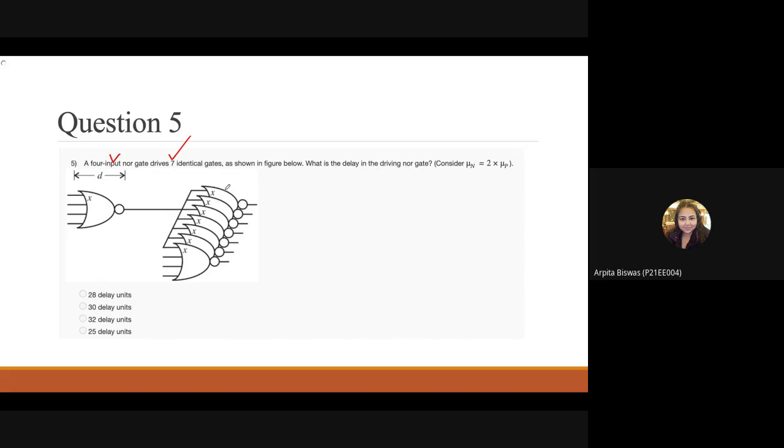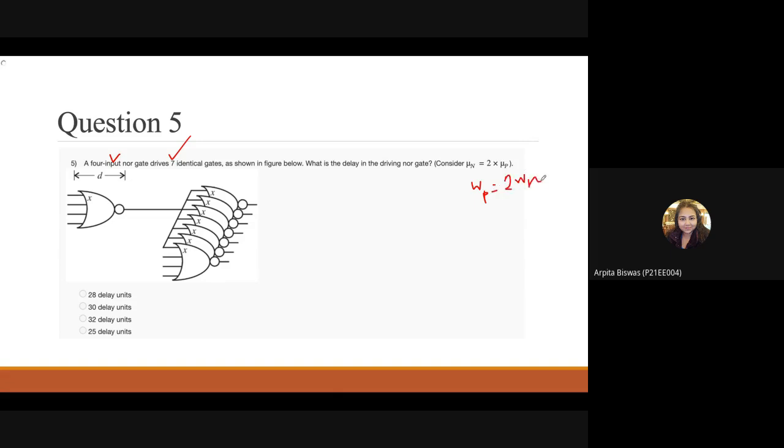In a NOR gate, the NMOS transistors are in parallel, so only one is participating, not all four. Before, for the NAND gate, they are in series, but in the NOR gate, they are in parallel, so any one of them participates. And here the condition is mu n equals twice of mu p, which means WP is equal to twice of WN.